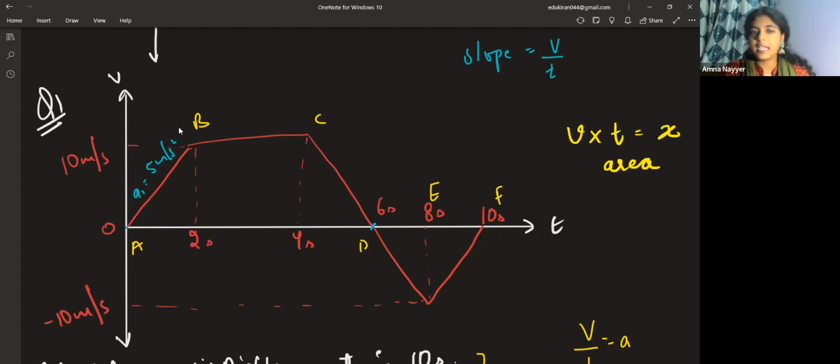Velocity divided by time, right? Velocity is 10 meter per second. Time is 2 seconds. So 10 by 2, that is 5 meter per second square. This is the acceleration one. Sarah, can you tell me acceleration 2 here from B point to C point?